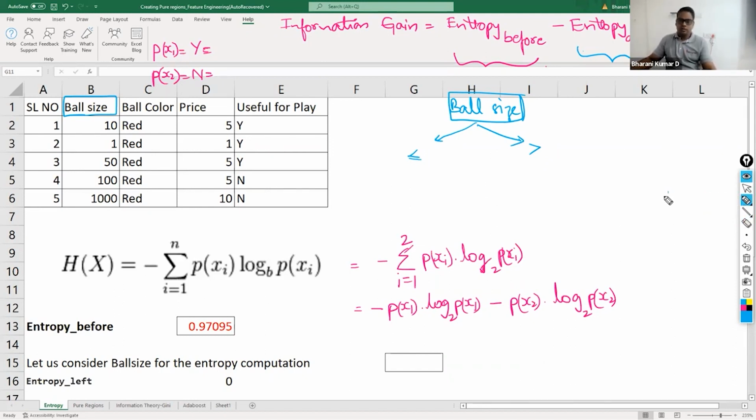Out of all those 5, since I have already pre-calculated in my mind, I'm going to choose one condition which gives the best result. I will say less than or equal to 50, greater than 50.